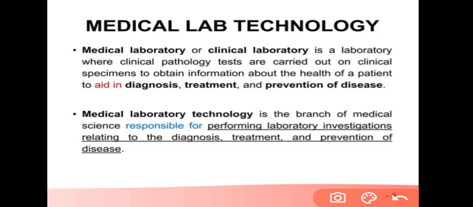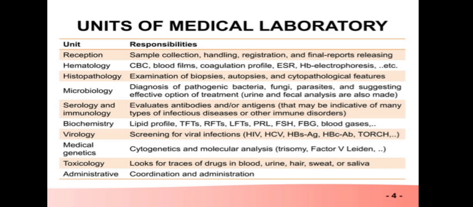Now, what are the units of medical laboratory technology? There are different types of units of medical laboratory technology. They are like reception area, hematology area, histopathological area, microbiological area, serology and immunology area, biochemistry area, virology area, medical genetics, and toxicology area and administrative area.